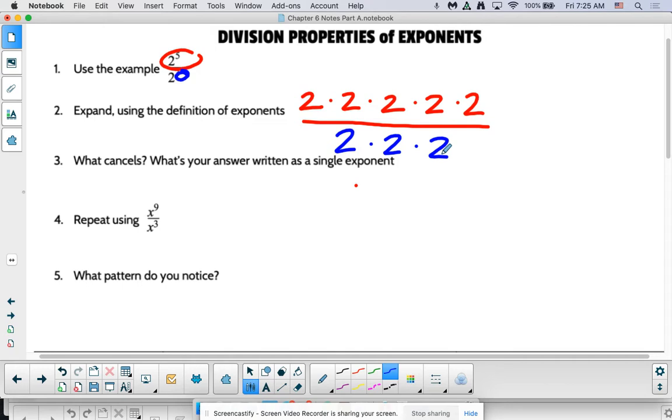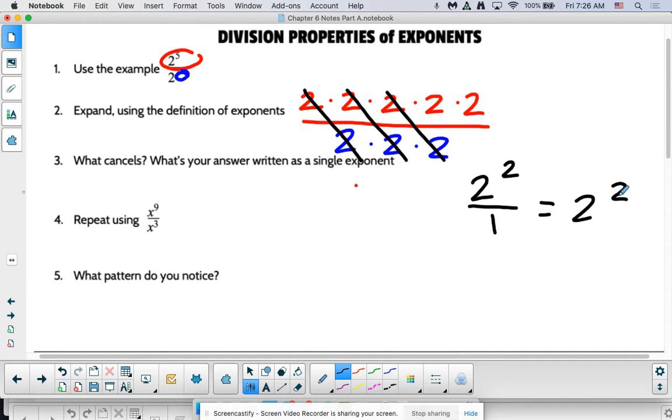What would cancel? Write your answer as a single exponent. If I look here, do you see how those two 2's would cancel out with each other? These two 2's would cancel out with each other, and those two 2's would cancel out with each other. So we're simply left with 2 times 2, or 2 squared on the top over 1, which we just know is 2 squared.